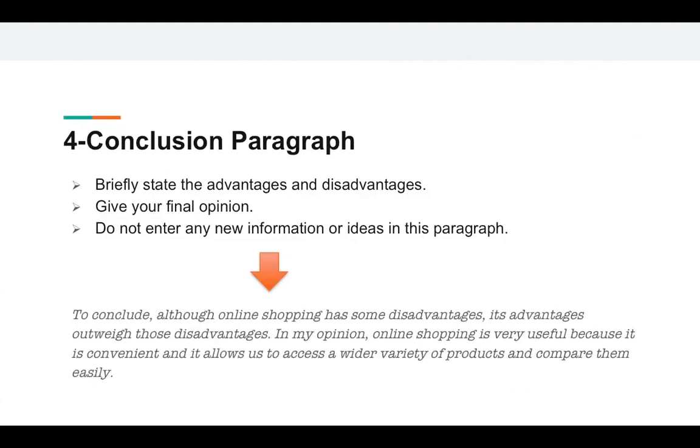Here you can see the conclusion paragraph about the advantages and disadvantages of online shopping. Now pause the video and read it.